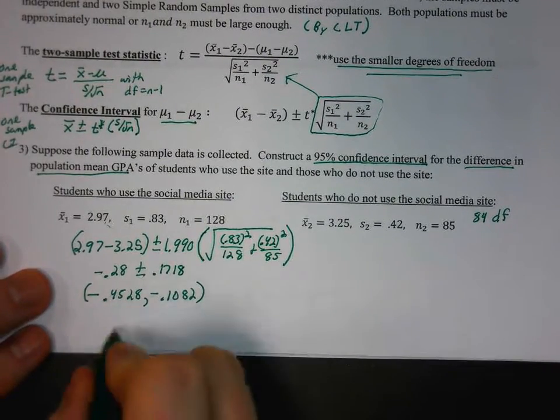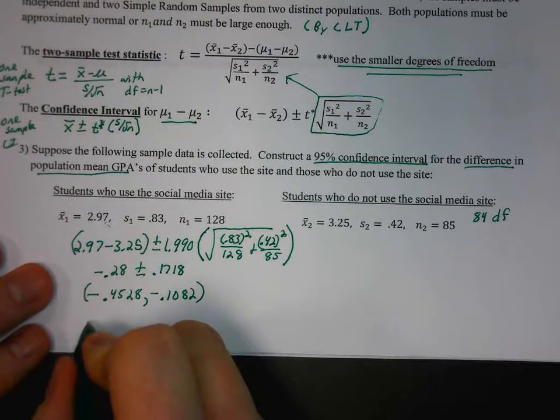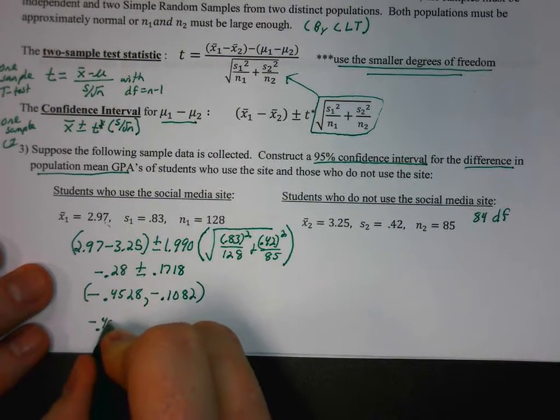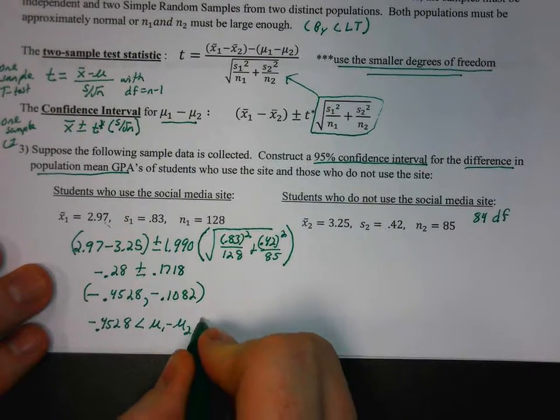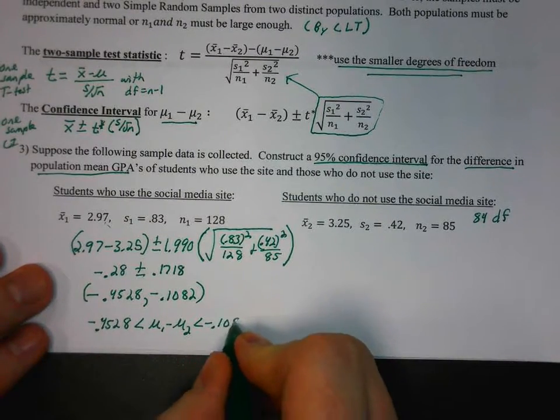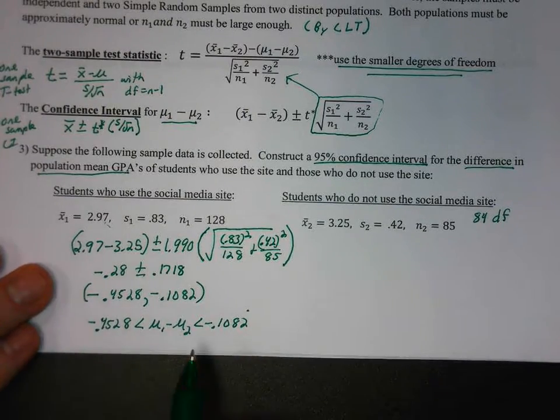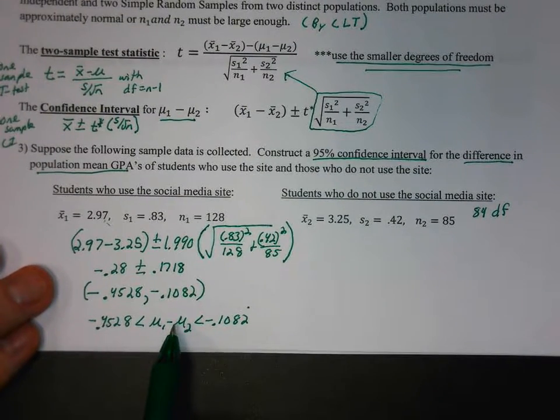Now remember, what that means is we're 95% confident that negative 0.4528 is less than mu1 minus mu2, which is less than negative 0.1082. Okay, so the only difference here is instead of mu being in the center, like it would have been before, now it's the difference in the population means being between those two numbers. Okay, that we're 95% confident that the true difference in population means, mu1 minus mu2, lies between these two numbers.